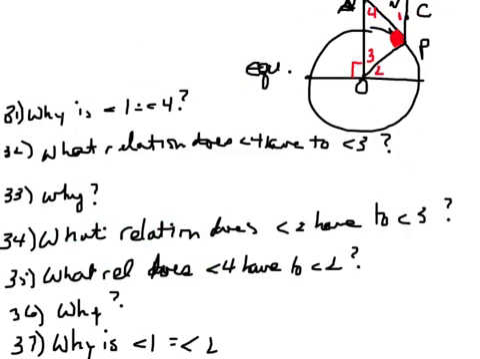Okay, so I drew the figure already. This is looking at 31 through 37, and it says in the figure at the right, the angle of elevation of the North Pole at P is angle 1.